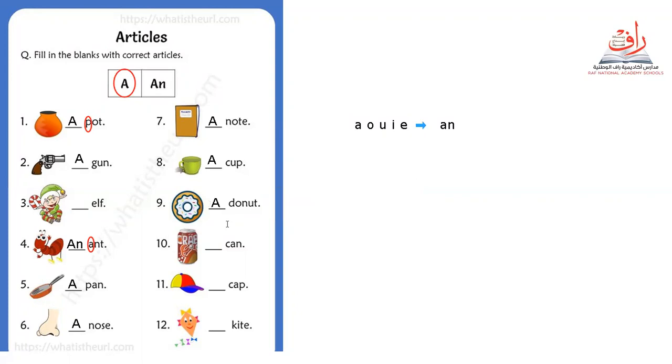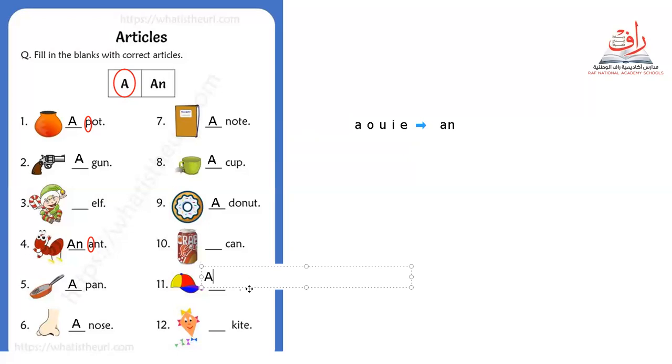Number 11. Cap. Does it start with the vowels? No. So we should use a. Excellent. Number 12.